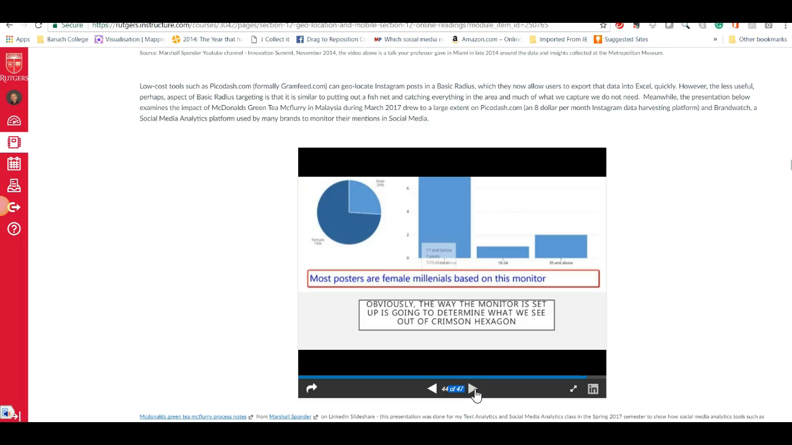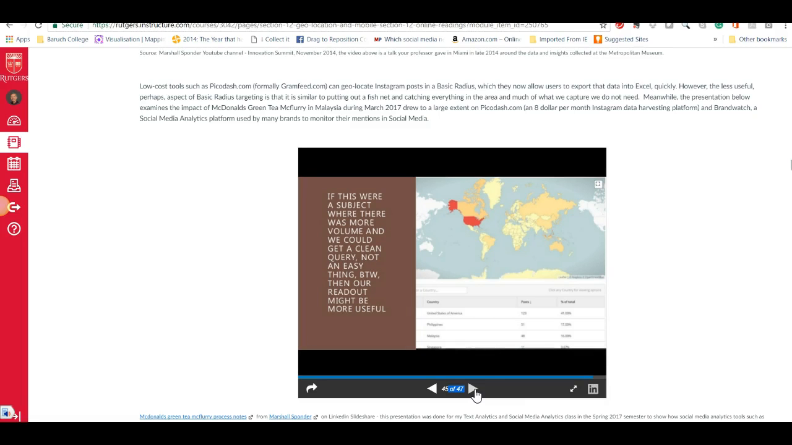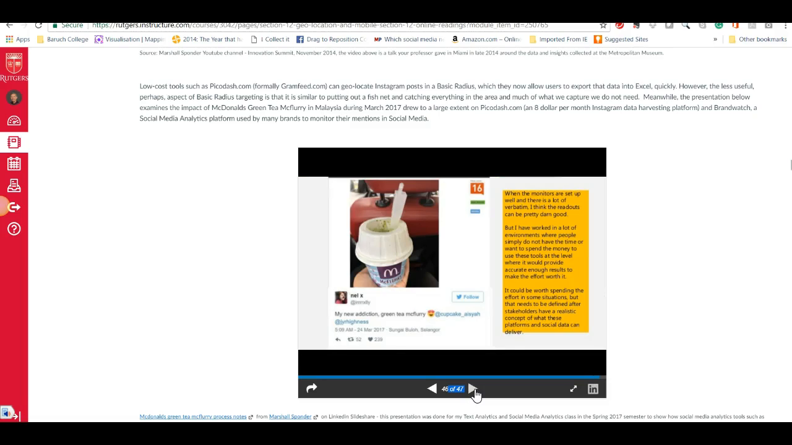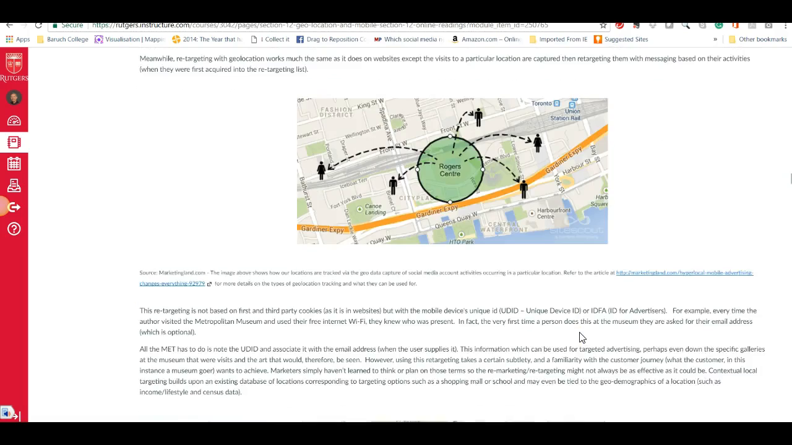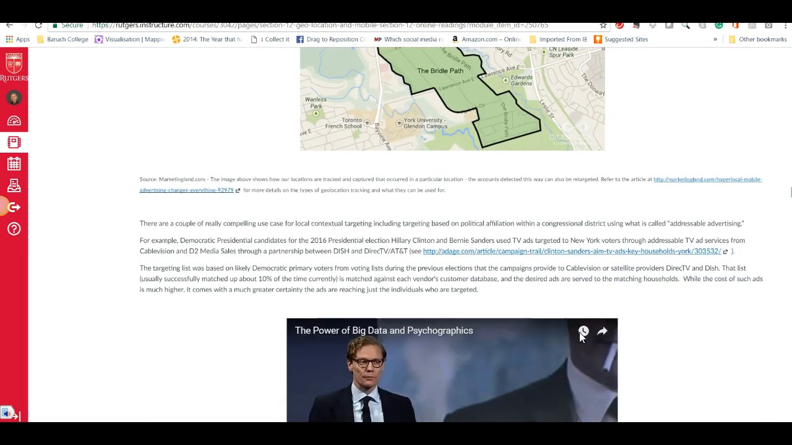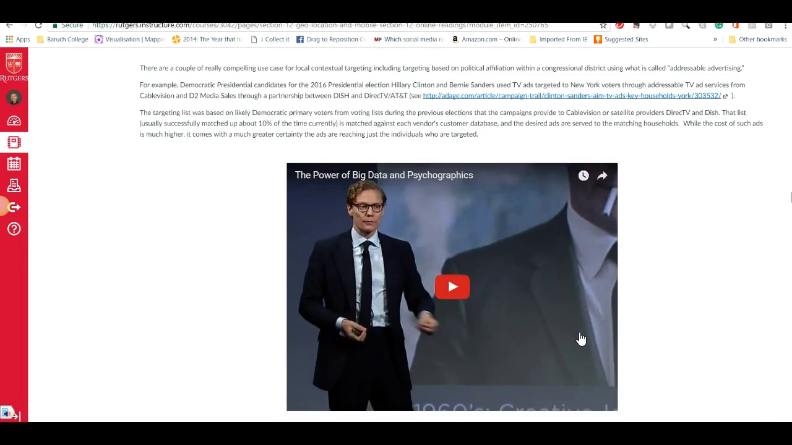I looked at influencers out of this data, and I took the top posts. I was seeing what people were saying about my new addiction, green tea McFlurry cupcake. I did all this brand research in a couple hours using these tools. And that's just something I needed to do, because this is my passion. This is the thing I really love about geodata and social media, because there is so much data there, and you don't need so much of it.